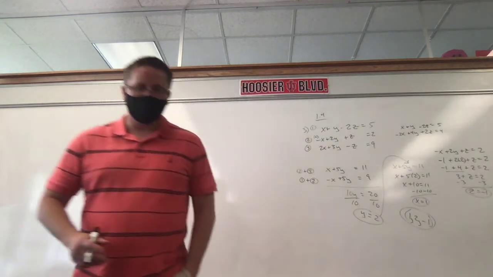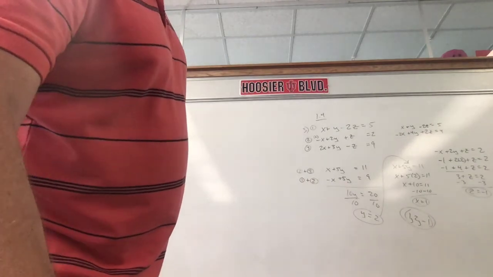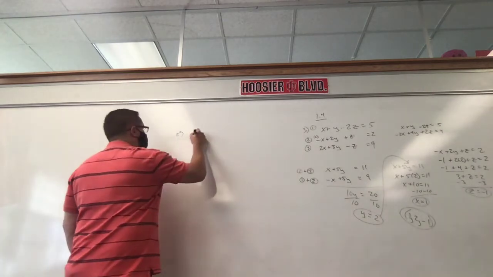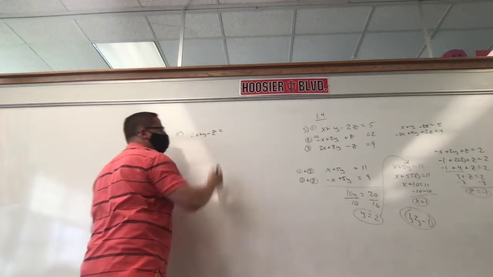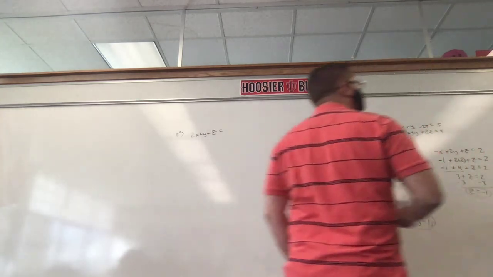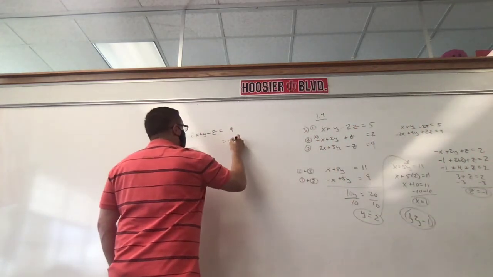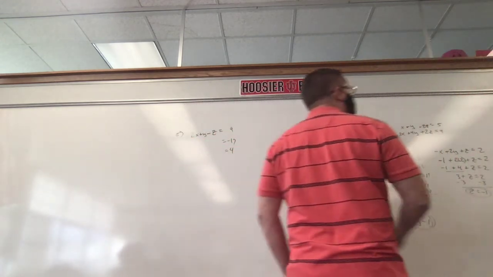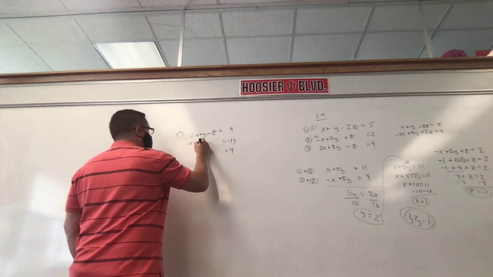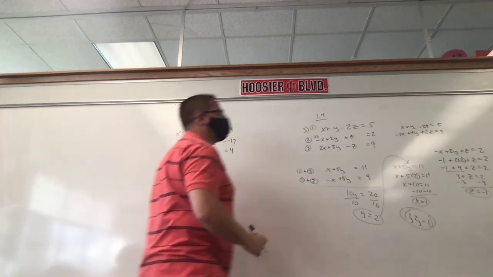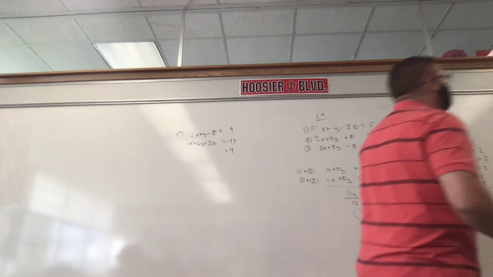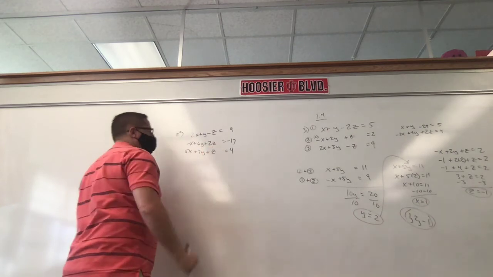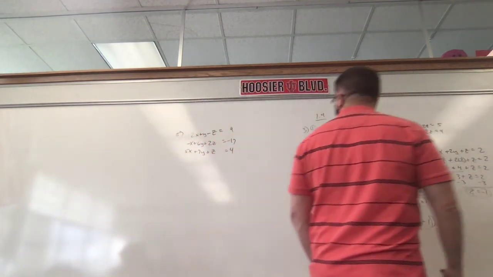Number 5. Okay, so we have 2x plus y minus z equals 9, negative x plus 6y plus 2z equals negative 17, and 5x plus 7y plus z equals 4. Good. Okay.